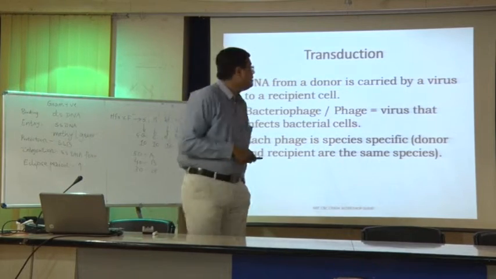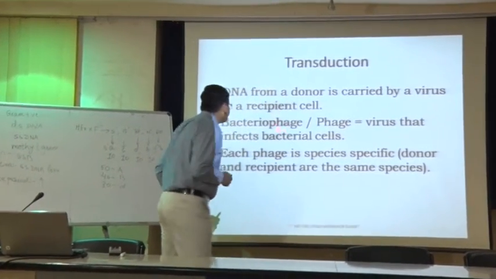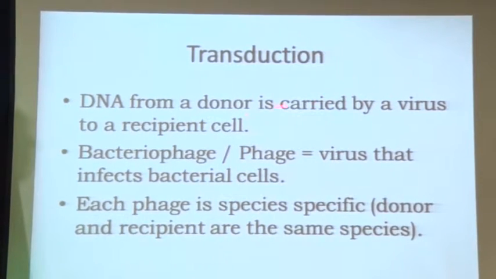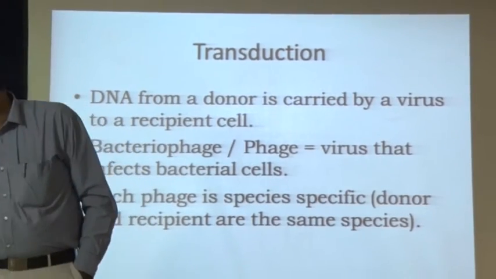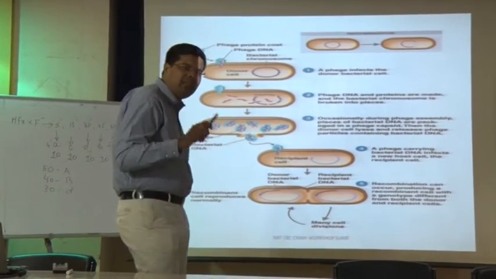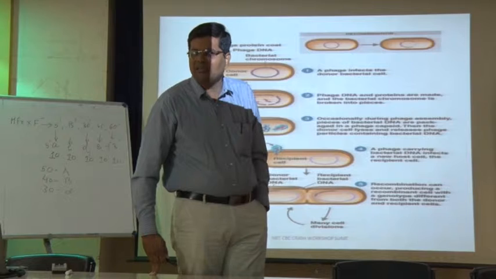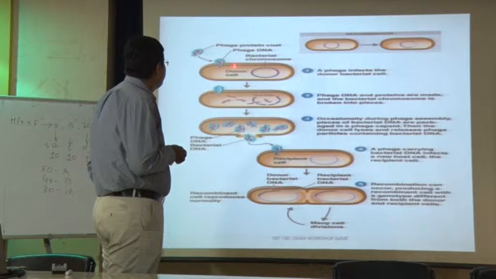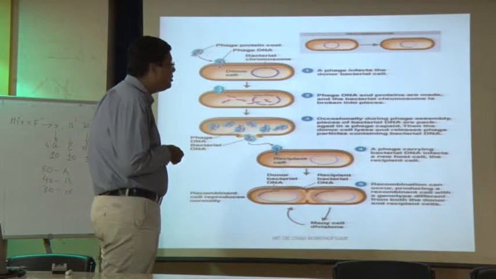Okay, now the transduction, it is the DNA from a donor is carried by a virus, that is a bacteriophage, into a recipient cell, and each phage is having the species specific donor and the recipient which are from the same species. So phage mediated transfer is being followed by the transduction. Now you know the basic mechanism of transduction, that first of all the bacteriophage, they will bind on the surface of the bacterial cell, they will inject their DNA into the donor cell.